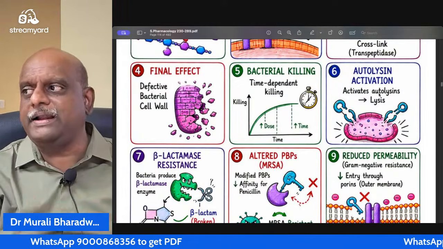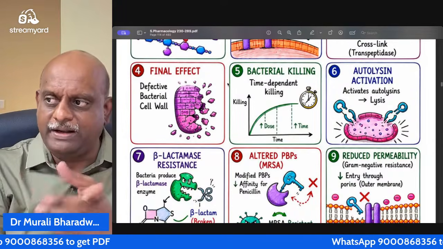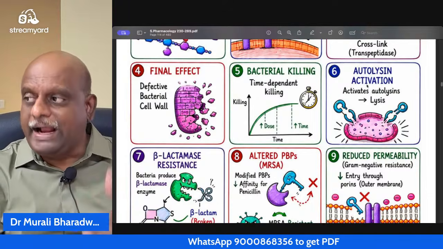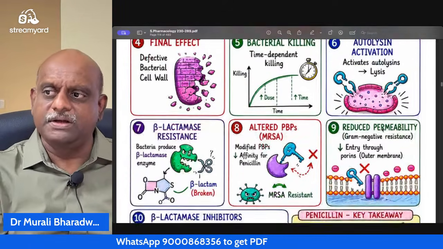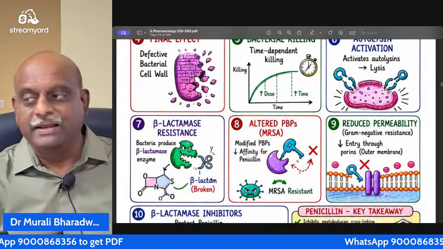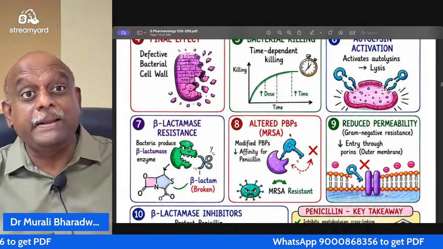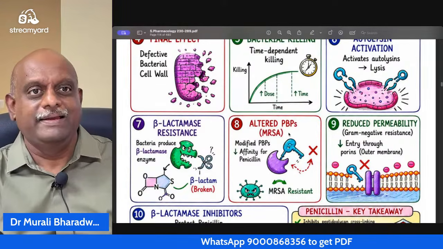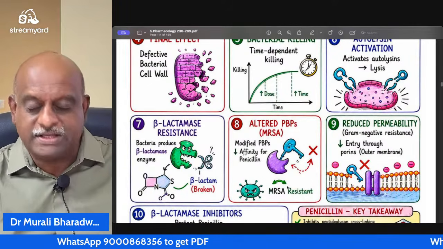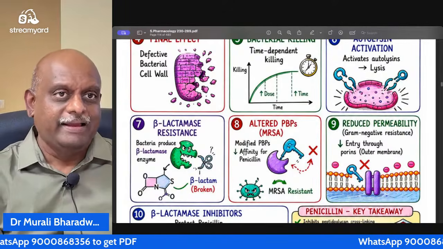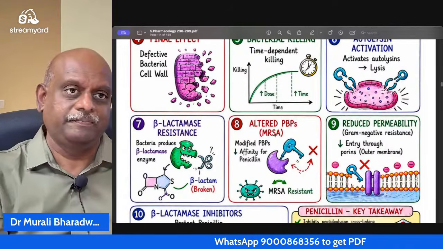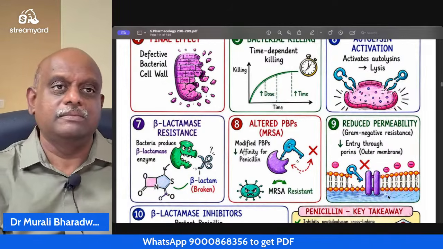It is called time-dependent killing. If you take a time and killing graph, it activates autolysins, leading to lysis, and there can be beta-lactamase production, which can lead to resistance, and even altered penicillin binding protein, which decreases the affinity to penicillin, especially methicillin resistant Staph aureus are the ones. Mechanism is altered PBPs and reduced permeability.